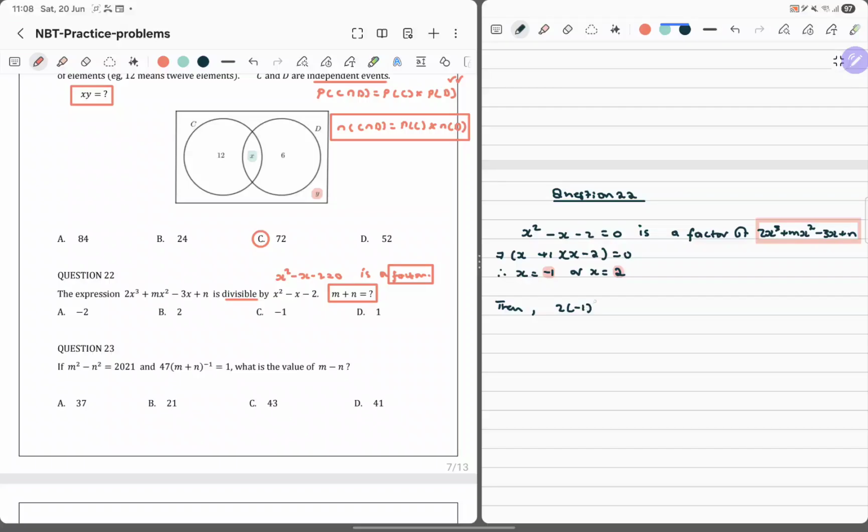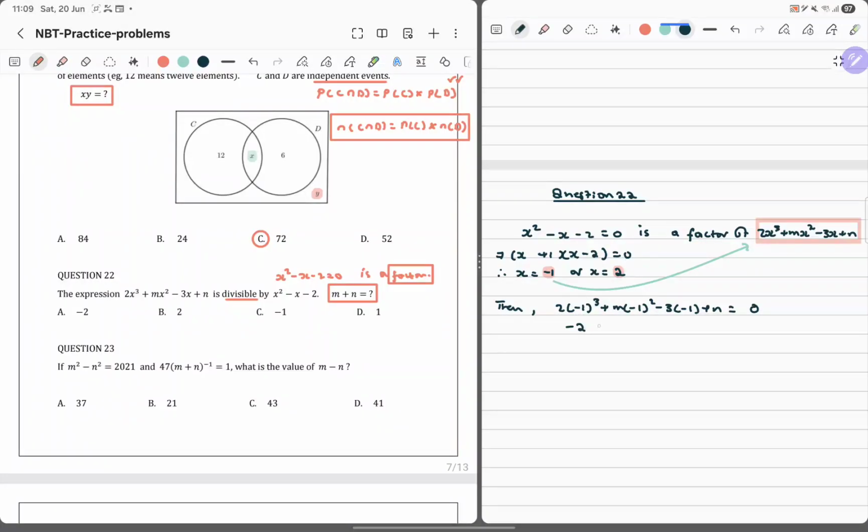2 into minus 1 cubed plus m into minus 1 squared minus 3 into minus 1 plus n must be equal to 0. So if we plug that minus 1 into that expression, seeing that this came from a factor, it means it leaves no remainder. The remainder is 0. Okay, so let's see.